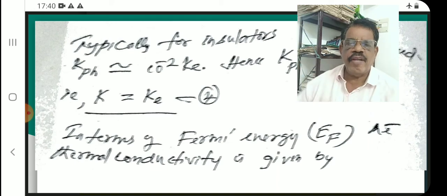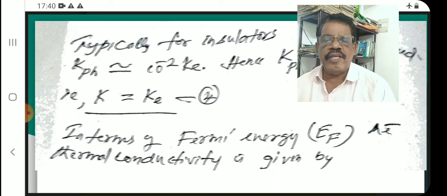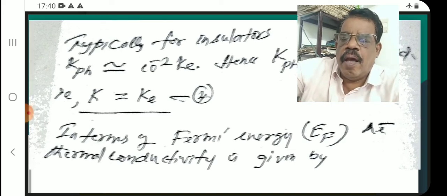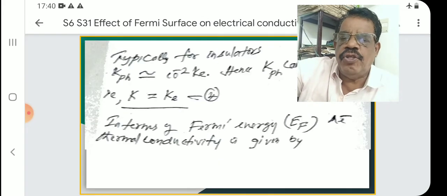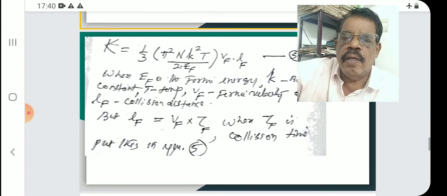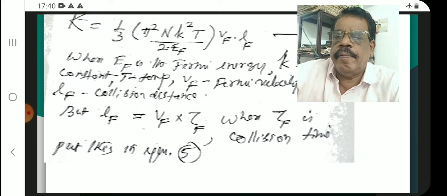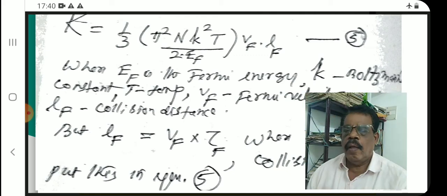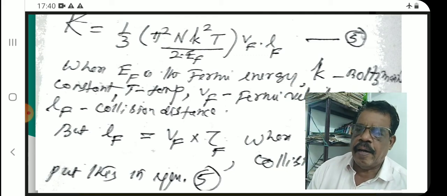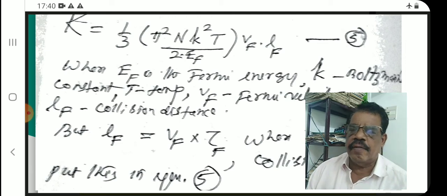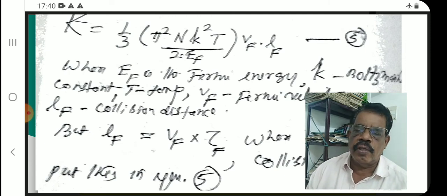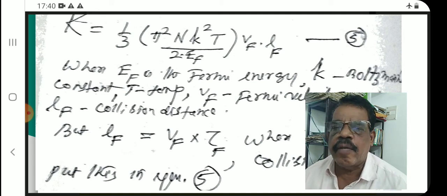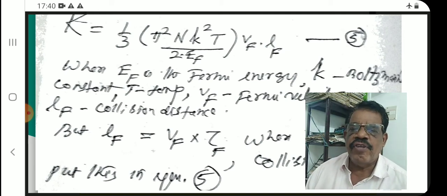In terms of Fermi energy EF, the thermal conductivity is given by, let us see how it is written. This is an equation you should know by heart, because problems are asked on it. It is also a question asked in CSR. K is 1/3 pi square n k square T by EF into VF into LF.